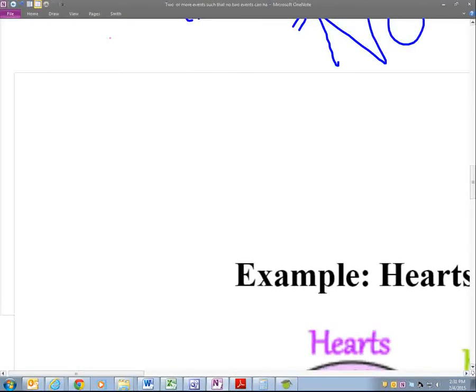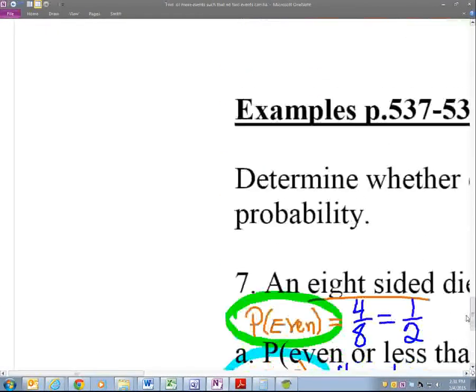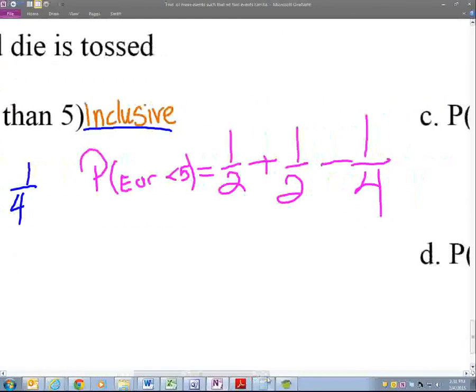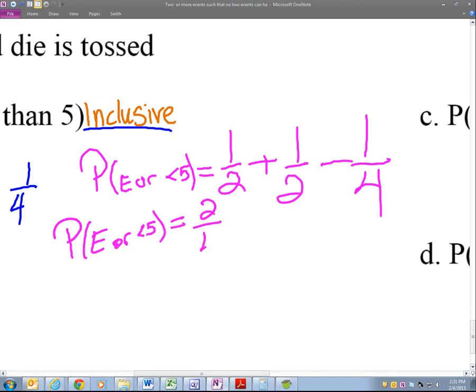Hopefully you guys will be able to see that. I just have to make it 4. So I have the probability. Once again, I'm just rewriting it. If you don't rewrite this one, if you have room to the right, that's cool. Even or less than 5 equals 2/4, because that's equivalent fractions to this 1/2 here.